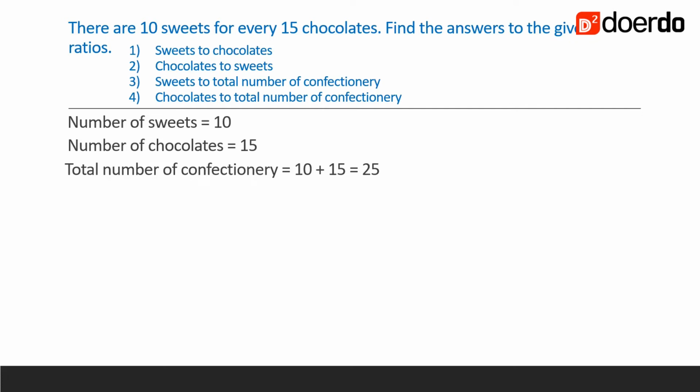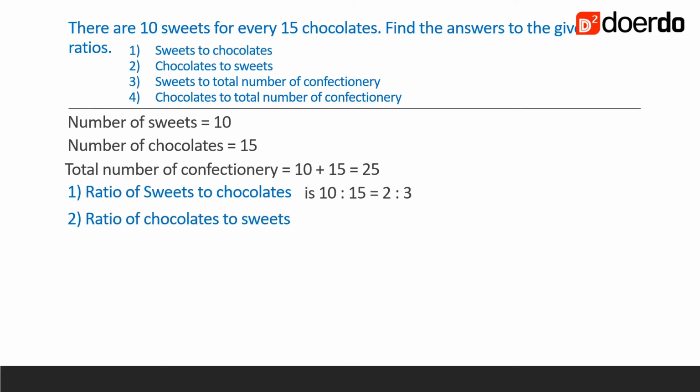Let us find these ratios. The following are the required ratios. The ratio of sweets to chocolates is 10:15, which is equal to 2:3. The ratio of chocolates to sweets is 15:10, which is equal to 3:2.